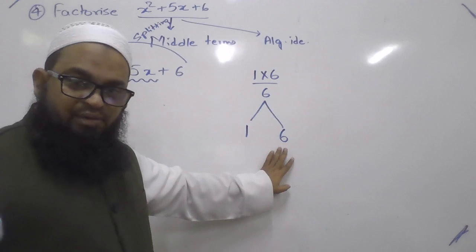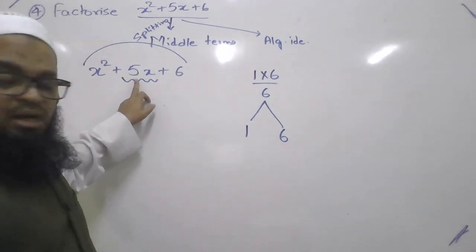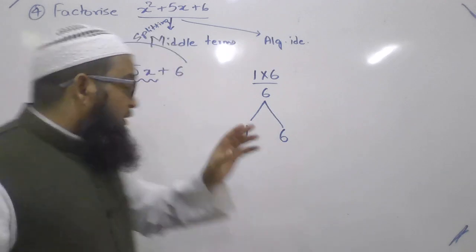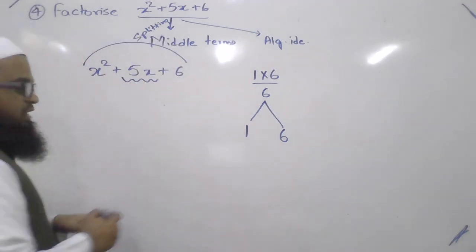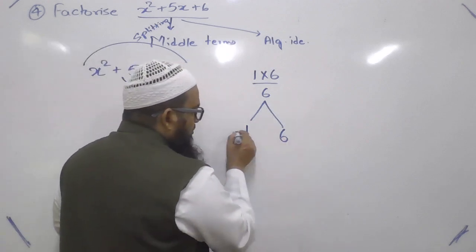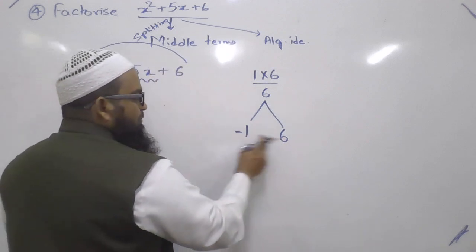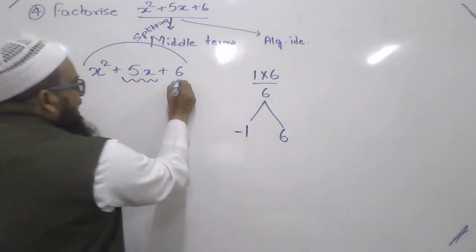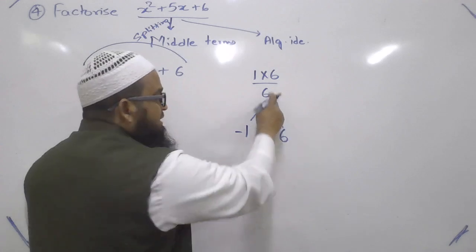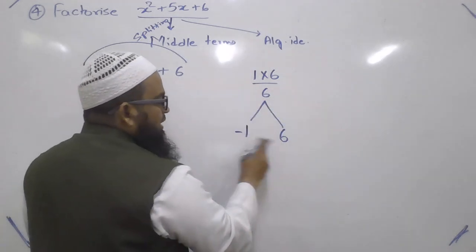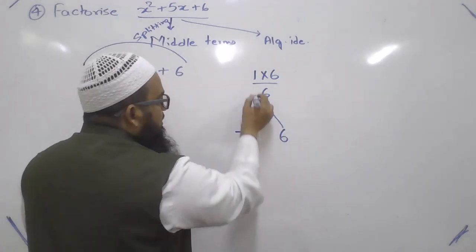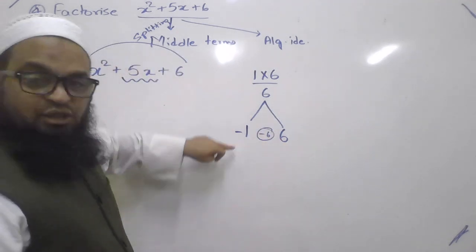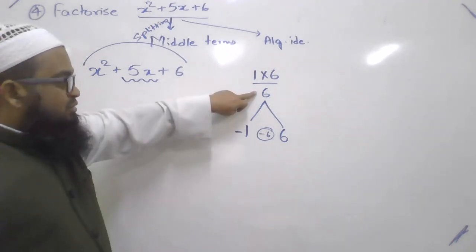1 plus 6 is 7. You don't have that in the middle term, but try to find the difference. 6 minus 1 is 5. You have the middle term. So it is 6 and minus 1. When you add 6 and minus 1, it will be 5. But the constant term should be positive 6, and when you multiply these two, minus into plus, it becomes minus 6. So can you take these two? No, sir, we cannot, because it is positive 6.